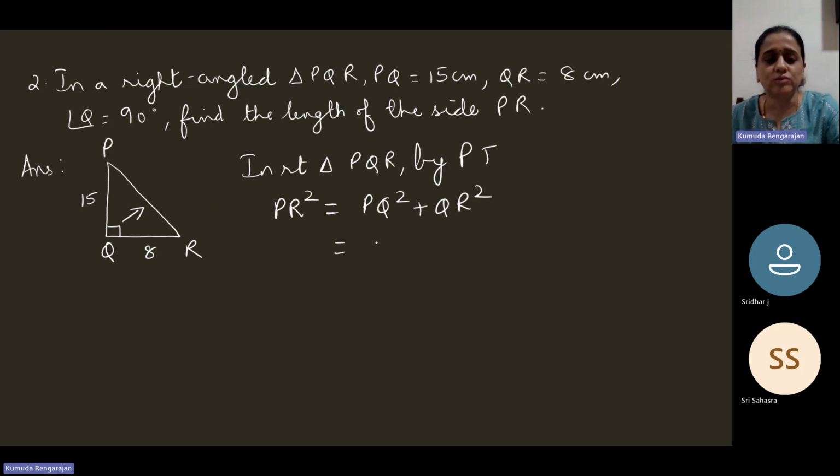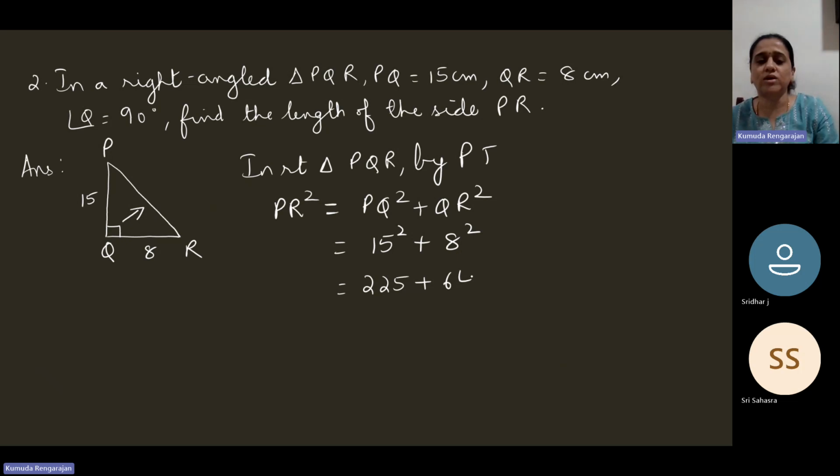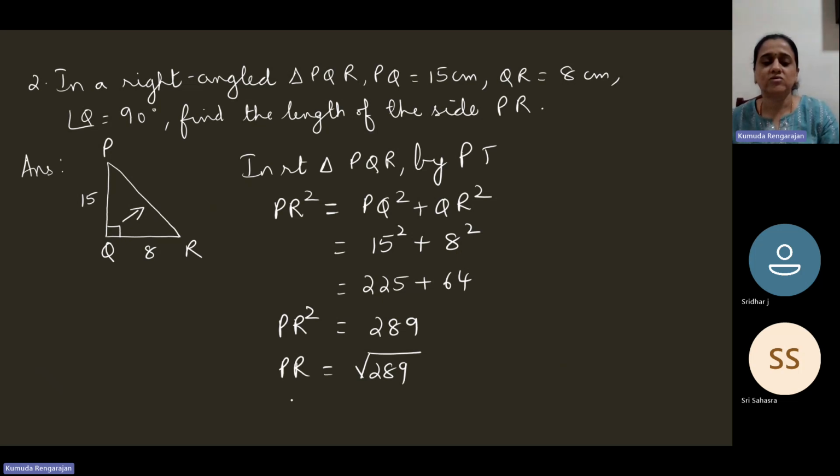So now what is PQ? 15. So 15 squared plus what is QR? 8. 8 squared. What is 15 squared? 225. And 8 squared? 64. What is 225 plus 64? 289. So PR squared is equal to 289. So what is PR? The square root of 289. So PR is equal to, find the square root of 289.